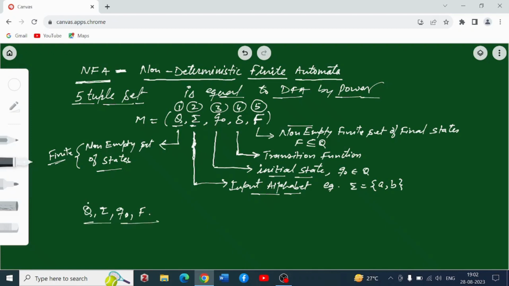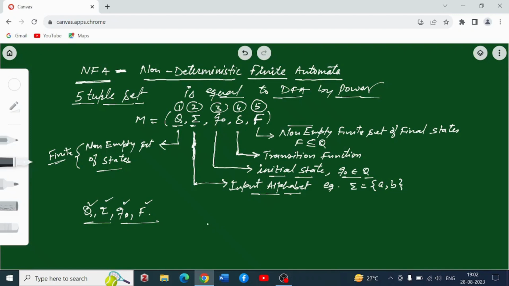So I'm repeating, Q is the non-empty finite set of states. Sigma is the input alphabet. Q0 is the initial state that belongs to Q. And F is the non-empty finite set of final states. F must be a subset of Q. All these are already discussed in the previous lectures.